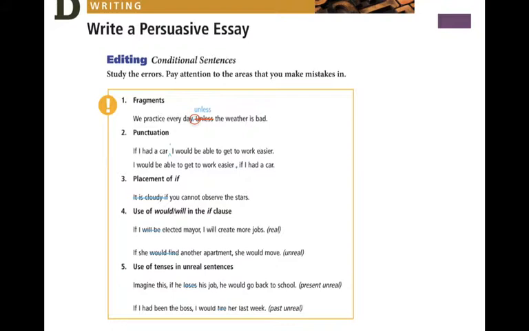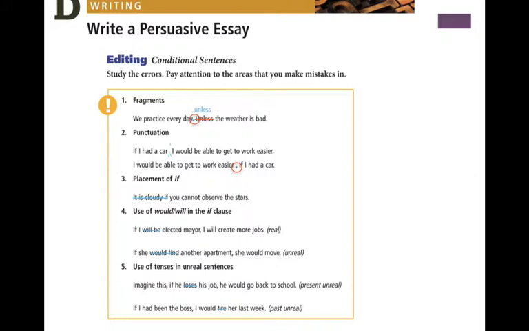The next example, I would be able to get to work easier, comma, if I had a car. Now, in this case, we need to get rid of that comma, omit it, delete that comma. If we have the result clause, the independent clause first, then don't put a comma after it. We can put the subordinate clause, the dependent clause, the one beginning with if, right after it without a comma.